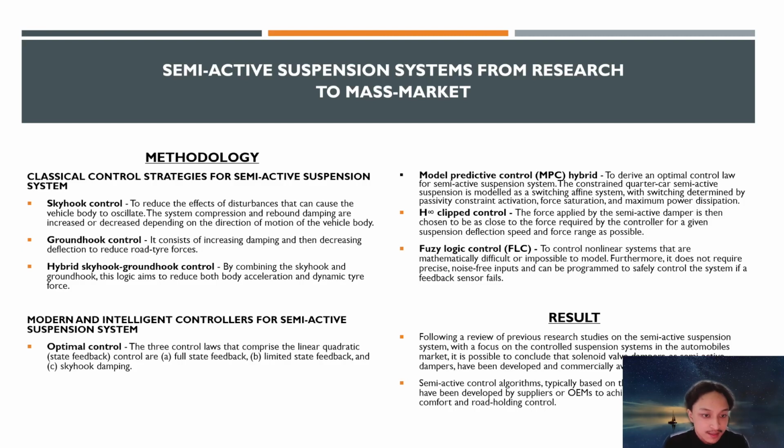Classical control strategies for semi-active suspension system. Skyhook control reduces the effect of disturbance that causes the vehicle body to oscillate. The system compression and rebound damping are increased or decreased depending on the direction of motion of the vehicle body. Ground hook control consists of increasing damping and then decreasing deflection to reduce road tire forces. Hybrid skyhook, ground hook control: by combining the skyhook and ground hook control, this logic aims to reduce both body acceleration and dynamic tire force.